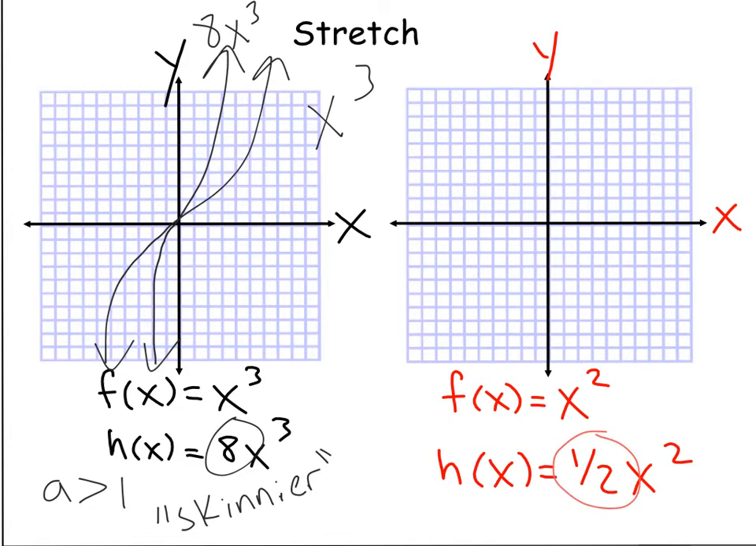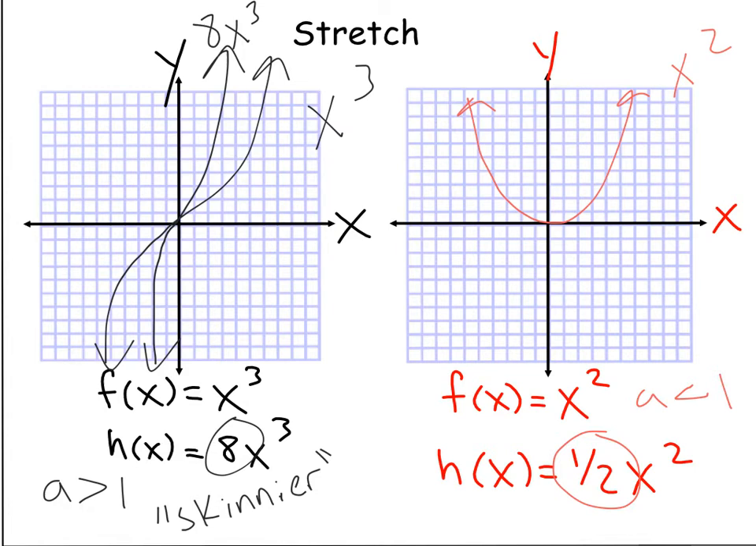And notice here, we have a value of a that is less than 1. Right? If I made a 1, that's going to give me my parent function. And essentially, there's no change. That's kind of the reference that we're using. Right? That's why I keep coming back to these parent functions.